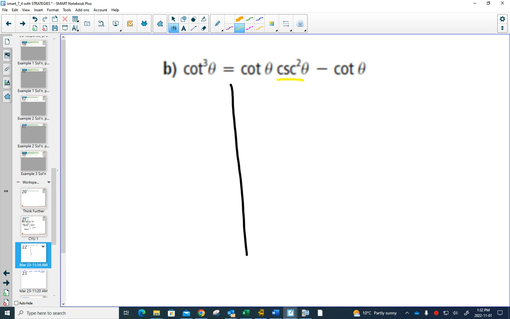So what I would be allowed to do is where I have that cosecant squared, I could replace it with what it's equal to. And on our formula sheet, cosecant squared theta is equal to cotangent squared theta plus 1. What's really nice is if I do that, do you see that now both sides are only cotangent? This is usually going to bode well for solving this.